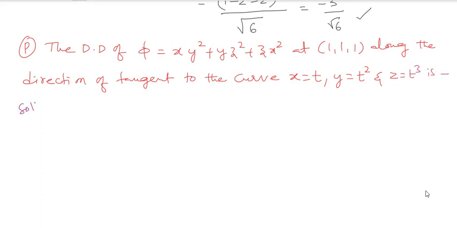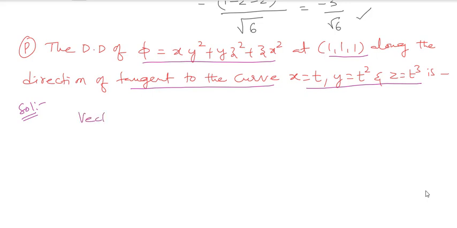Sometimes they won't give you the direction directly. Am I right or not? So they have given phi, and the point also they have given, but the direction is what? They told it as the tangent to that particular curve, where x is equivalent to t, y equal to t square, and z is equivalent to t cube they have given. Am I right or not?